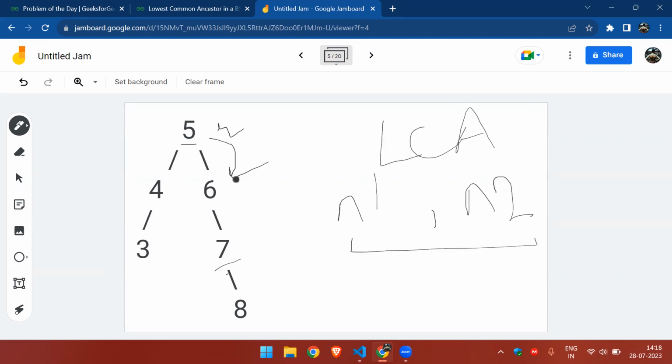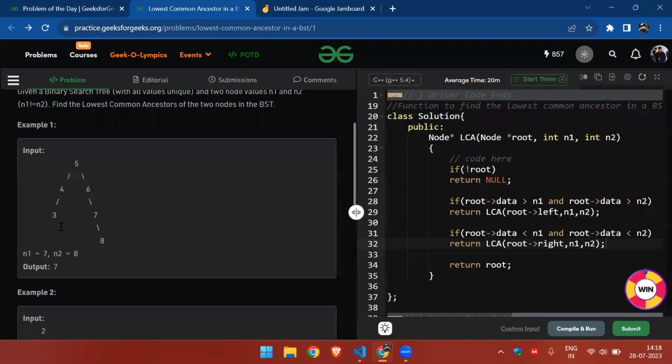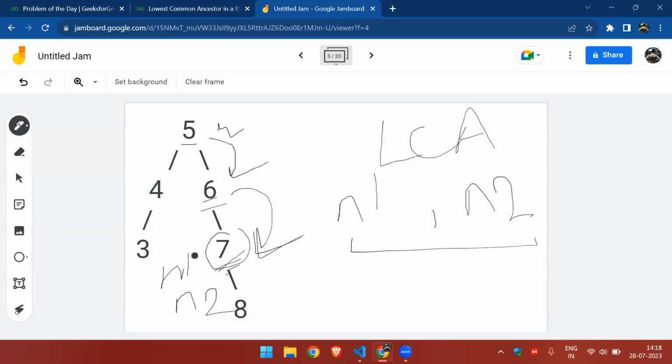So we go to the right in search of the lowest common ancestor, and we see this 6. Again, this 6 is not in the range 7 and 8. What do we do? We again make the right call. And once we get to the node which is 7, 7 was our n1 and 8 was our n2, as you can see. As soon as we reach one of the nodes, this means that there is no parent which is the lowest common ancestor. There is nothing present. So what do we return? We return simply that node.